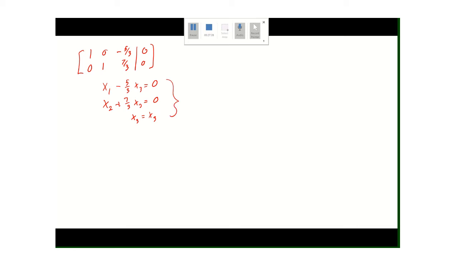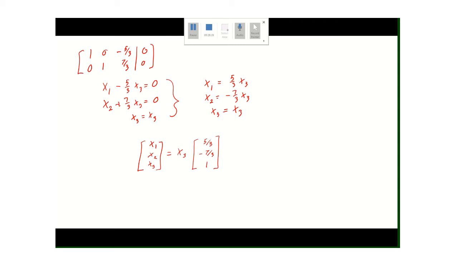So I take those and convert them again. I get x1 equals 5 over 3 x3, and x2 is equal to negative 7 over 3 x3, and x3 equals x3. Put it in general form or vector form. I have x1, x2, and x3 is equal to, well, there's no constants here, so my free variable times 5 over 3, negative 7 over 3, and 1. Okay? So there is my null space.